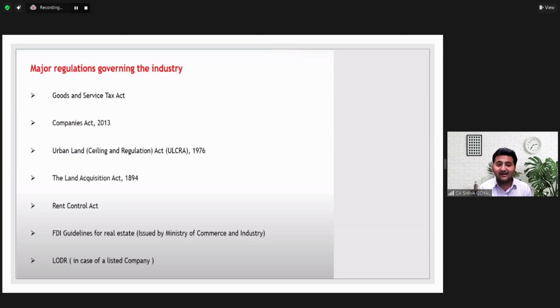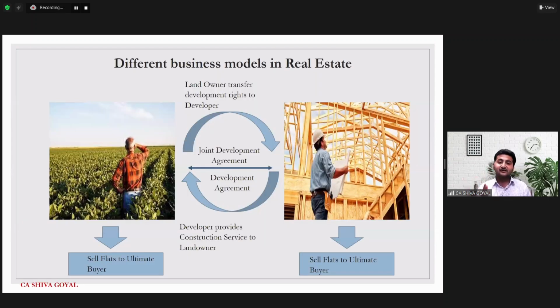Then Urban Land Acquisition Act, Rent Control Act, FDI guidelines, LODR. In case of listed companies, quarterly statements have to be issued. So the revenue recognition has to be in that way, as per Ind AS 115. So you have to take care of all the laws and regulations governing that industry.